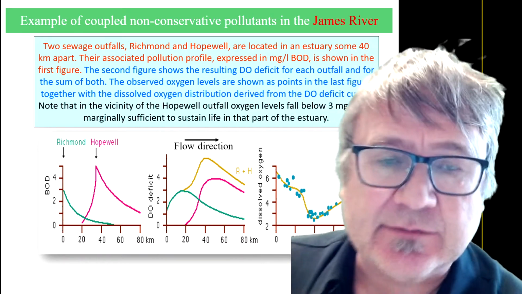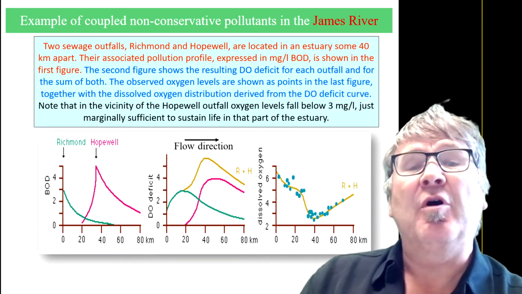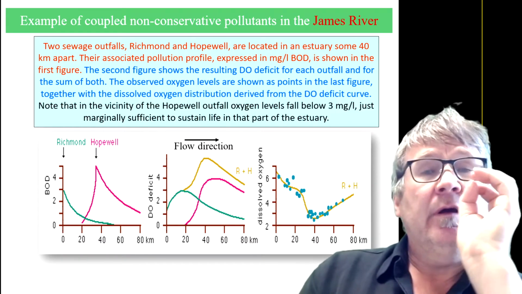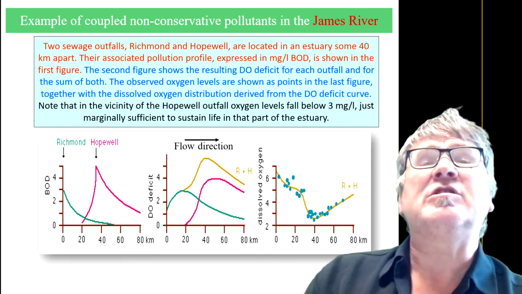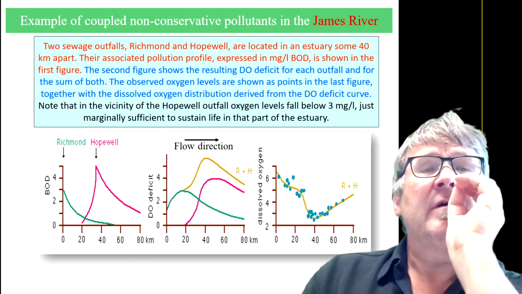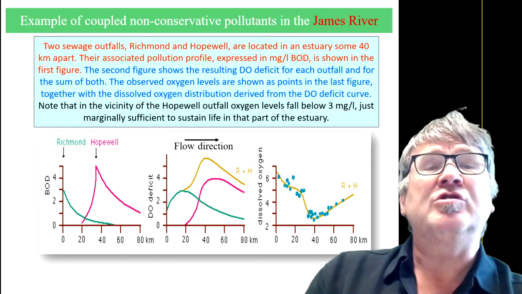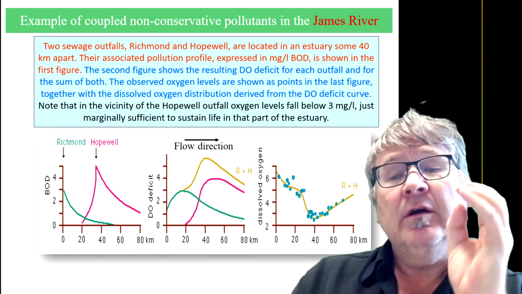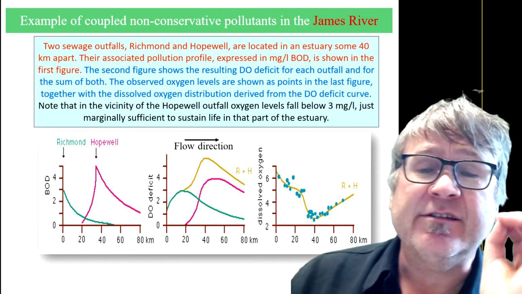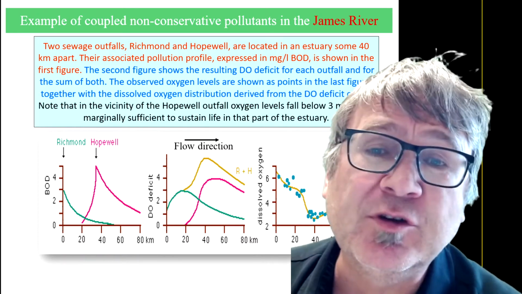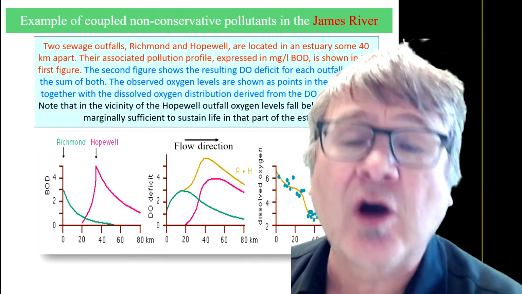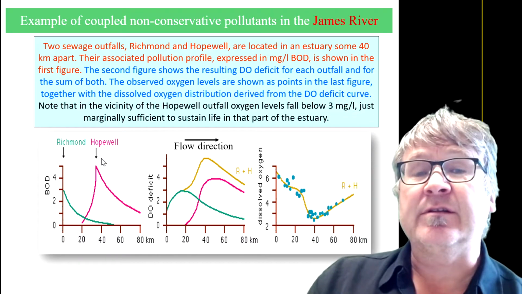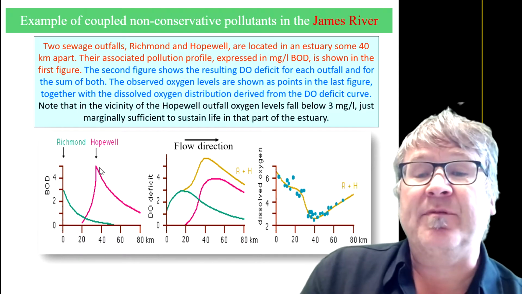So let's see what you get. The starting point is you have sewage outfall. And because of these sewage outfalls, you have a distribution of a pollutant in your estuary, which can be expressed by a distribution of BOD, the biological oxygen demand. You can see here the distributions in milligrams per liter.